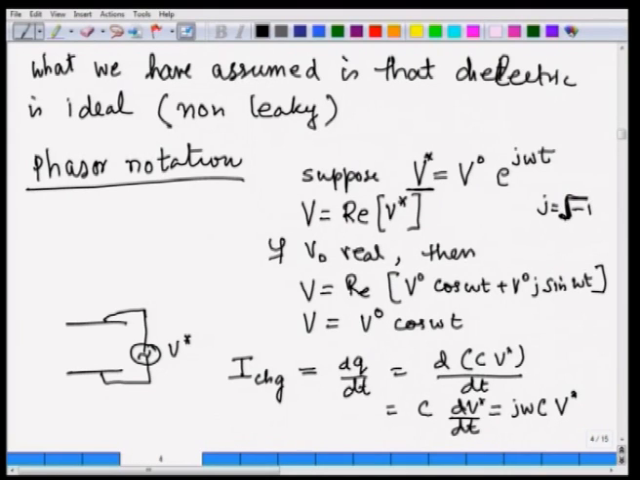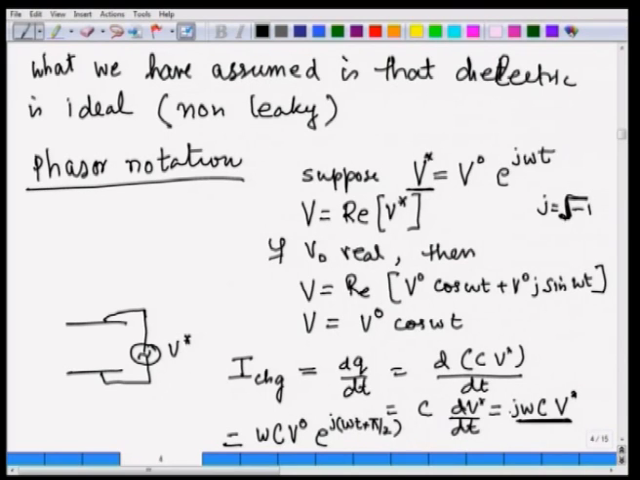So the charging current would be equal to this quantity, which I can write as j, taking this j inside, omega C times V naught e to the power j omega t plus pi by 2. This pi by 2 appears because I have now written this as an exponential.